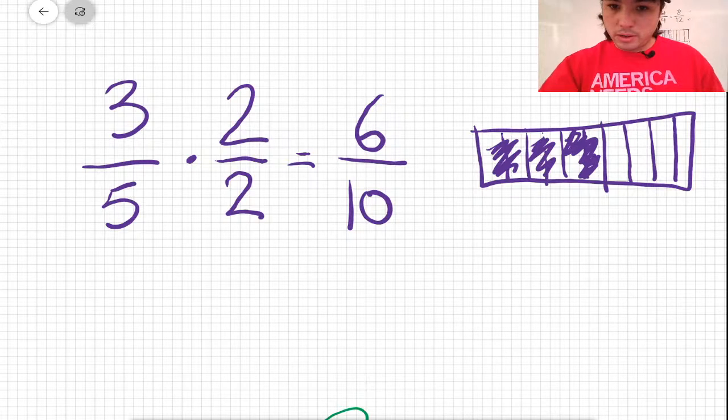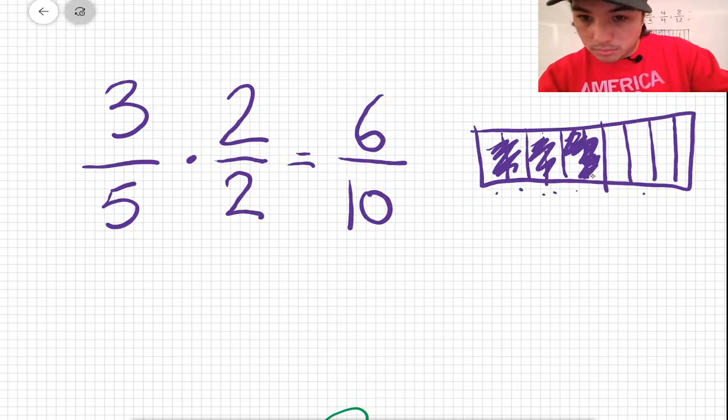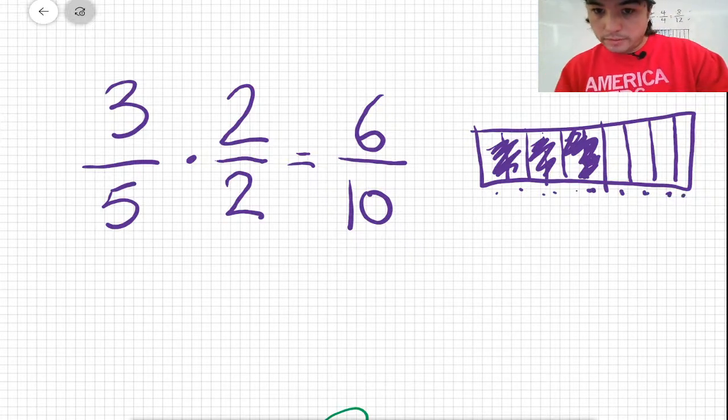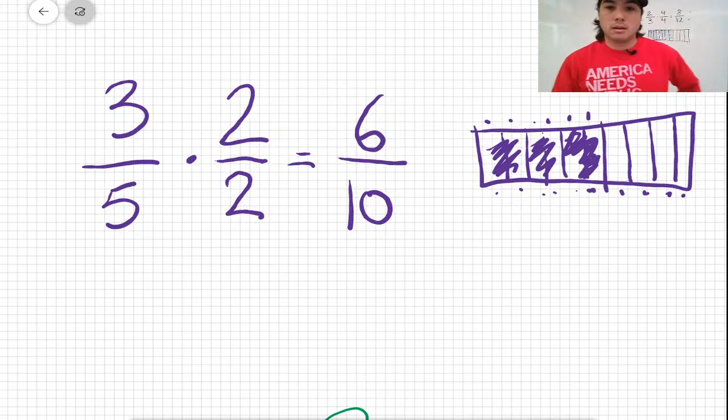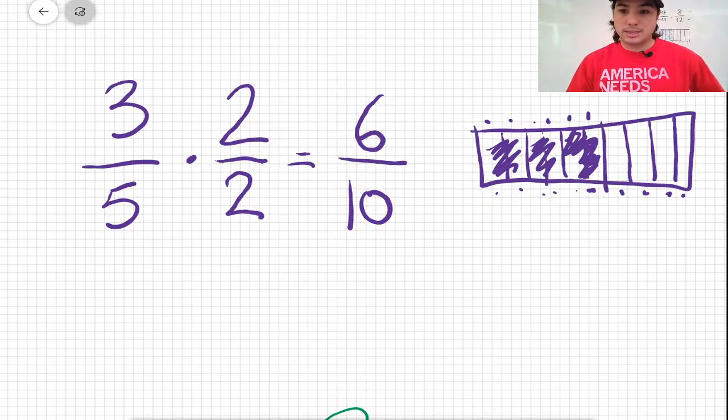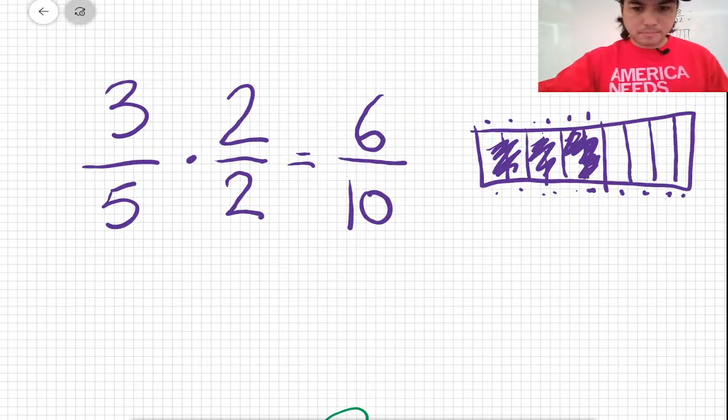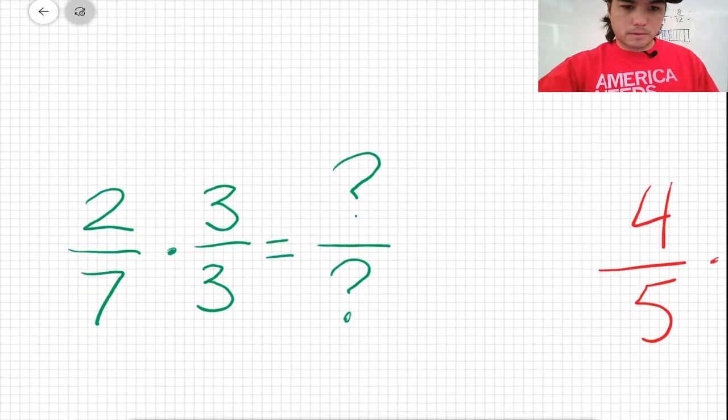And then we end up with 1, 2, 3, 4, 5, 6, 7, 8. Oh, I'm not touching the screen hard enough apparently. 7, 8, 9, 10 with 1, 2, 3, 4, 5, 6 shaded in. So we do have our 6/10. Nice. Okay. Let's try one more. Or actually, we'll try 2 more.